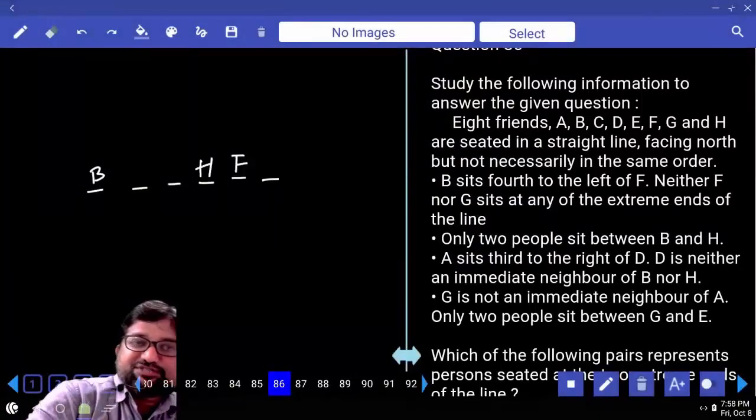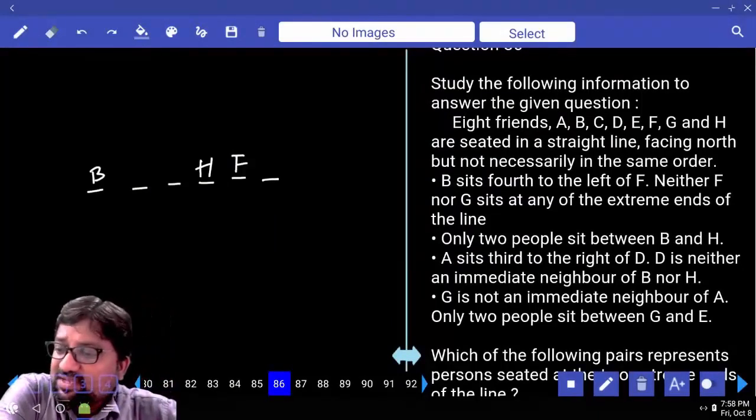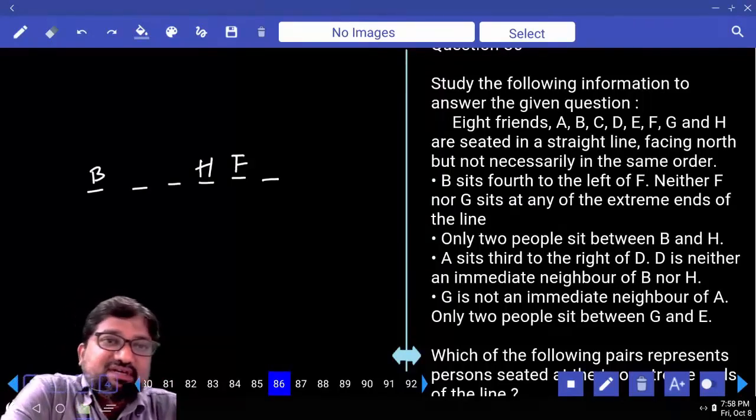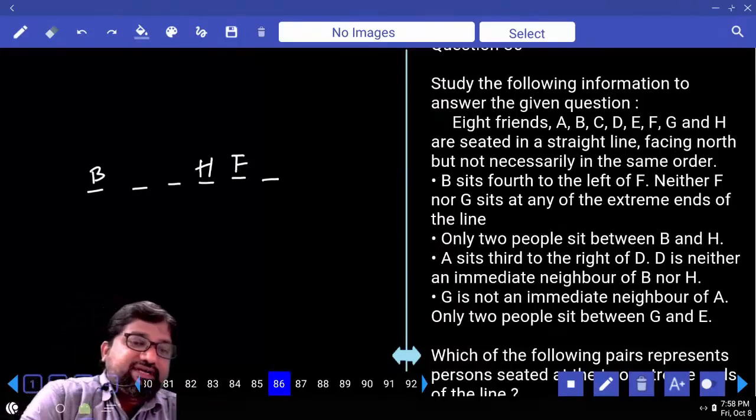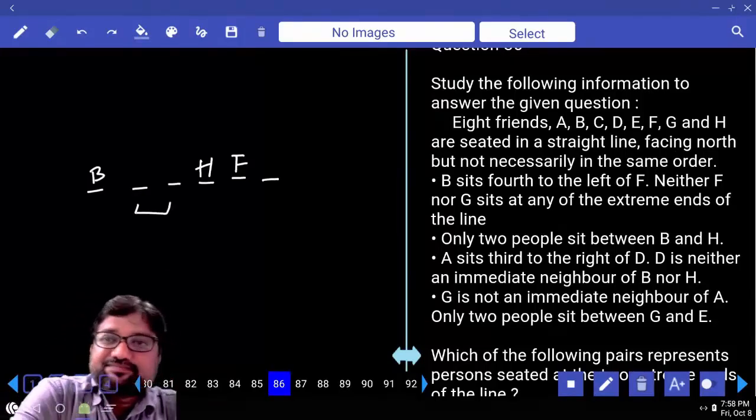This is H. Done. A sits 3rd to the right of D. D is neither an immediate neighbor of B nor H. D is not an immediate neighbor of B and H. Can I take D here?